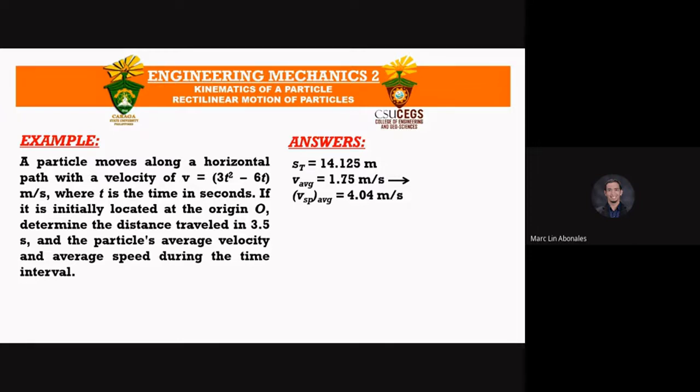At the right side, it shows already the answers. So the distance traveled of the particle is actually the total distance traveled, that is st, 14.125 meters. And the average velocity is 1.75 meters per second, and the average speed is 4.04 meters per second. Average velocity and average speed are different. So I discussed that before, the difference between average velocity and average speed. So let us solve this problem.